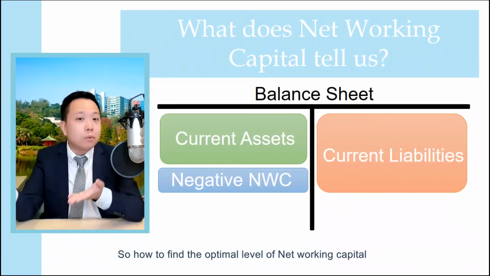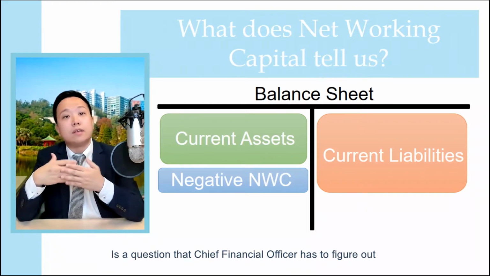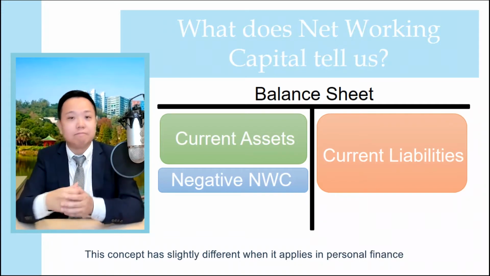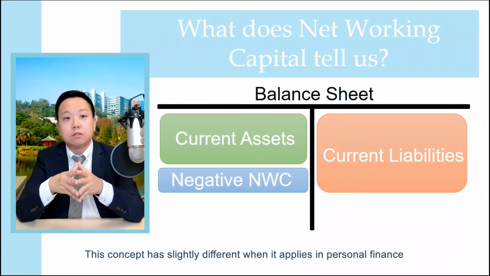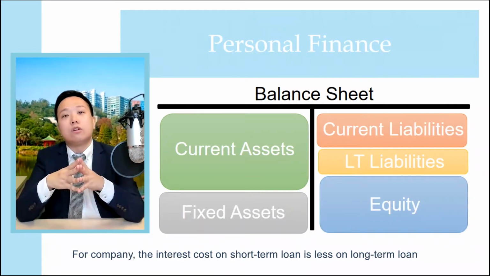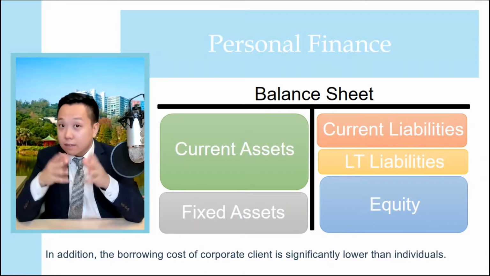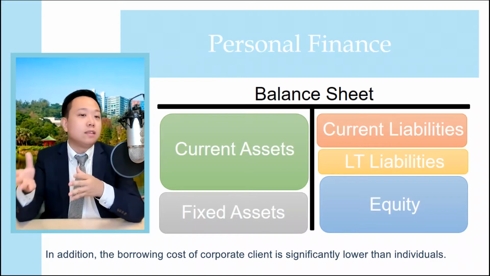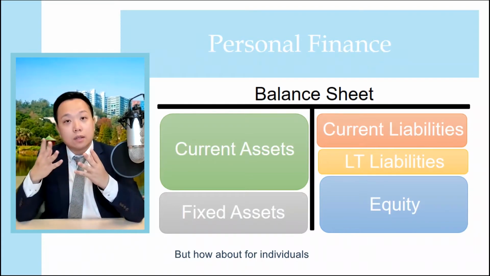So how to find the optimum level of net working capital? It's actually a good question, and it's a question that the CFO has to figure out. The concept is slightly different when it applies in personal finance. For a company, the interest cost on short-term loans is usually less than on long-term loans. In addition, the borrowing cost of corporate clients is significantly lower than individuals. Therefore, short-term loans can be a useful tool for debt financing for a company.